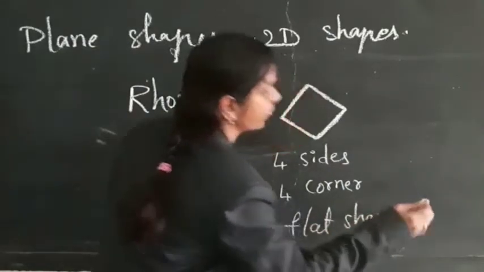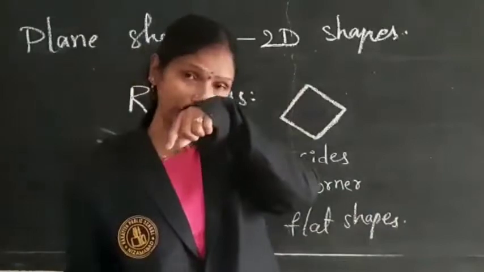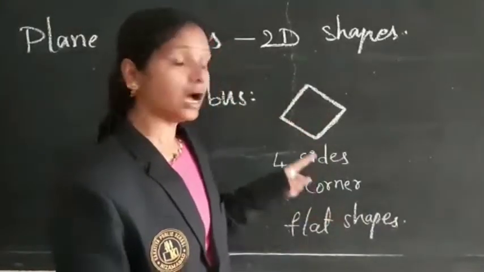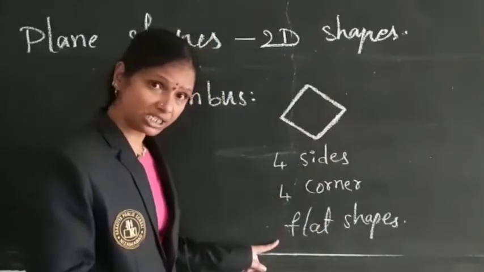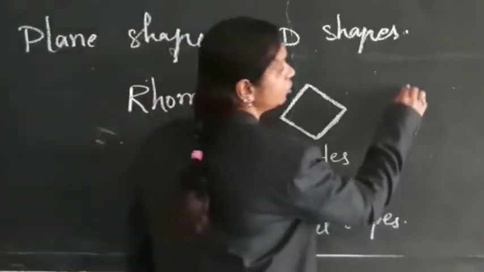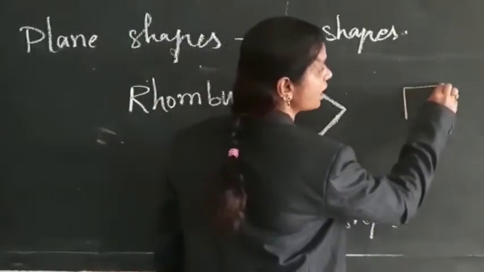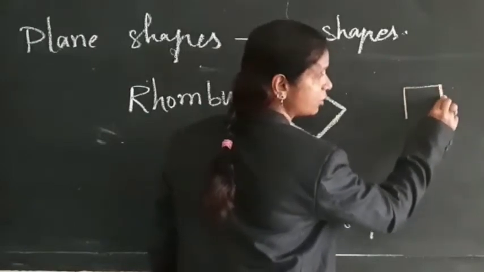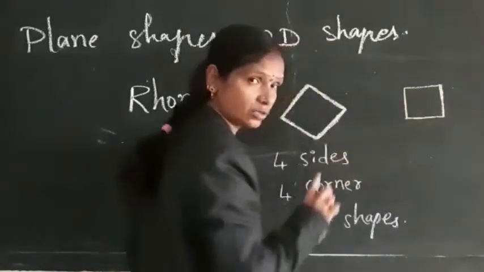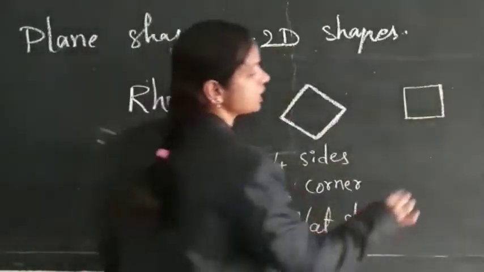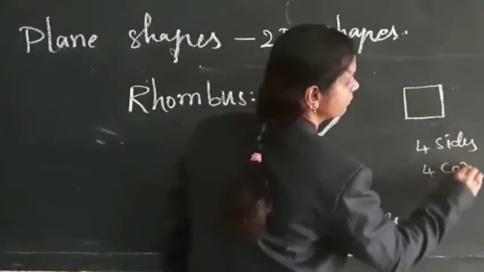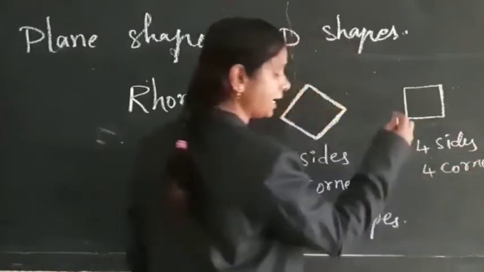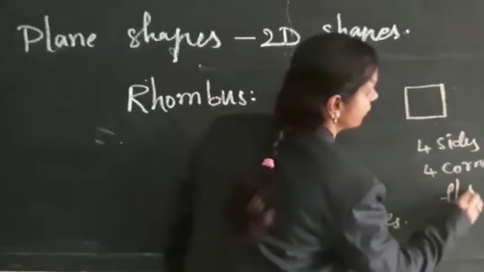And one thing you can observe here: a rhombus also has four sides and four corners, and it is also a flat shape. At the same time here you can see the square also. Previously I said about the square. A square also has four sides, four corners, and it is also a flat shape.